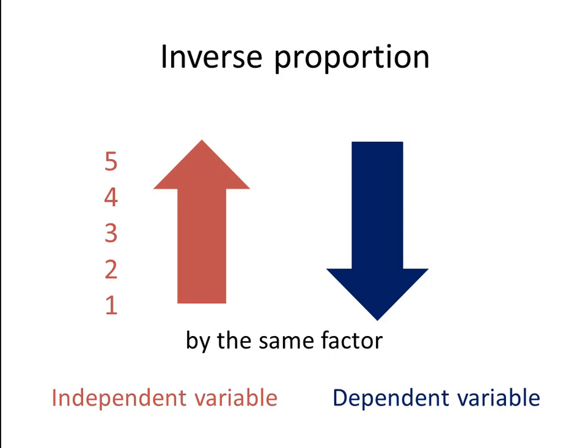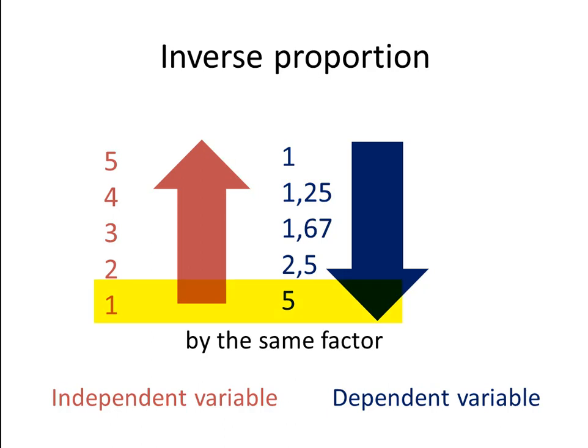For example, the independent variable might increase 1, 2, 3, 4, 5, and the dependent variable that corresponds to that decreases 5, 2.5, 1.67, 1.25, 1. So when the independent variable is low, for example 1, the dependent variable is high, for example 5. When the independent variable is high, for example 5, the dependent variable is low, for example 1. And the rate at which they change is the same.